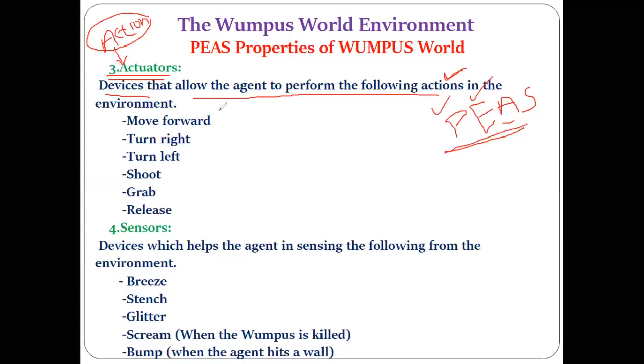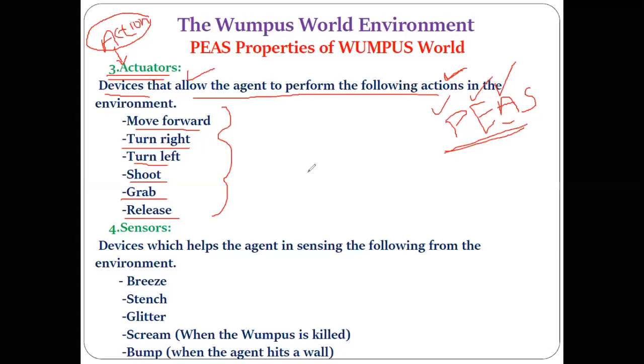Now, what kind of actions have to be performed by our AI agent or the knowledge-based agents? They are nothing but moving forward, turning left, turning right by 90 degrees, shooting the arrow, grabbing the gold, releasing the arrow, etc. Understood? For all these actions, there is a need for actuators, and that is our third property of the Wumpus World environment. Got the third property?